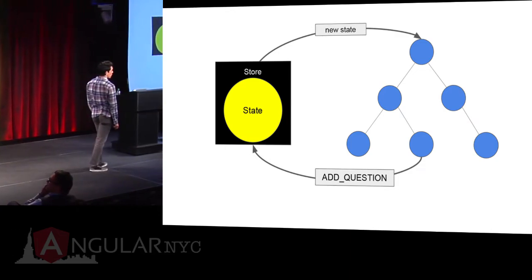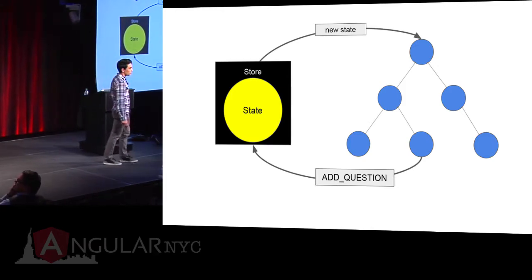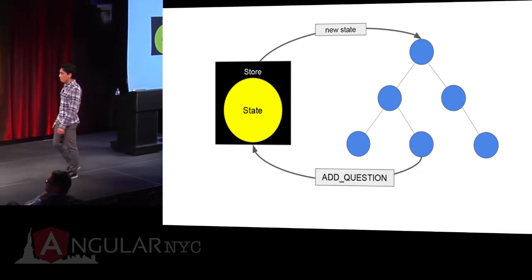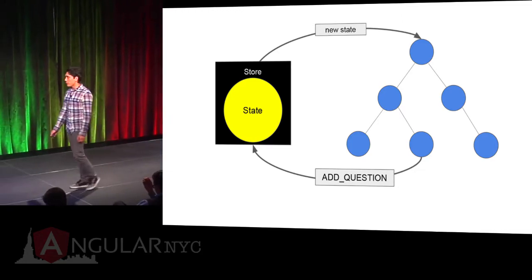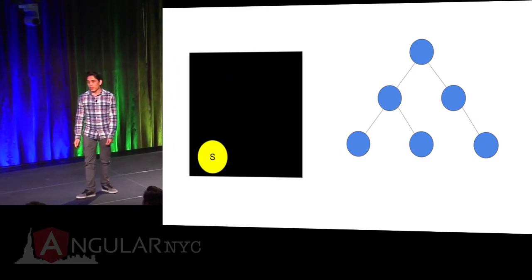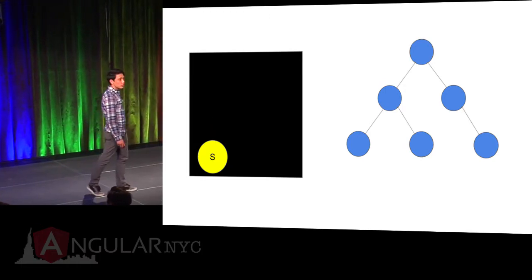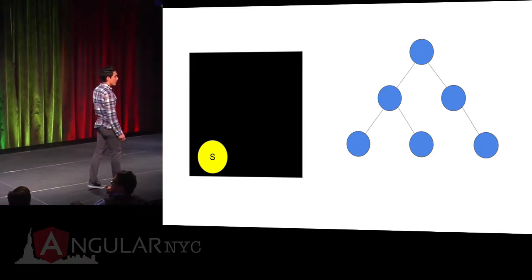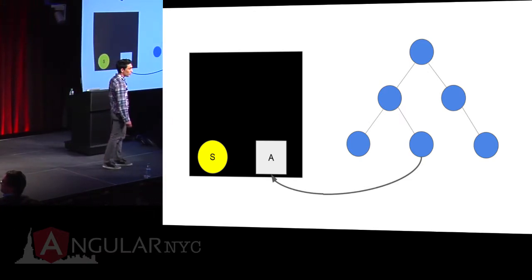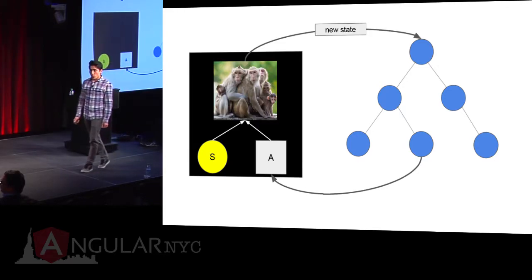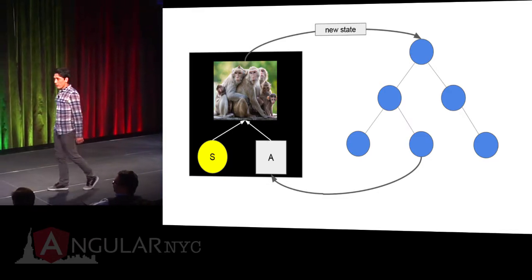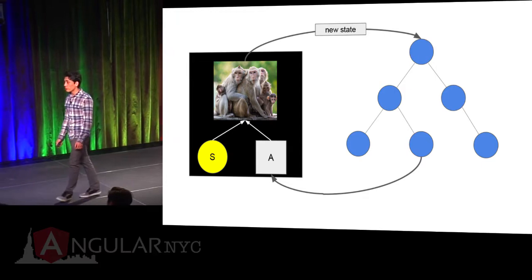But how does the store know that add question means add question, since it doesn't understand English, right? To understand that, let's dive deeper into the structure of our store. So we have a store, and we have a state stored in our store. And then we have actions that are dispatched by our components. So who actually mutates our state and returns a new value? The answer is something called a reducer.